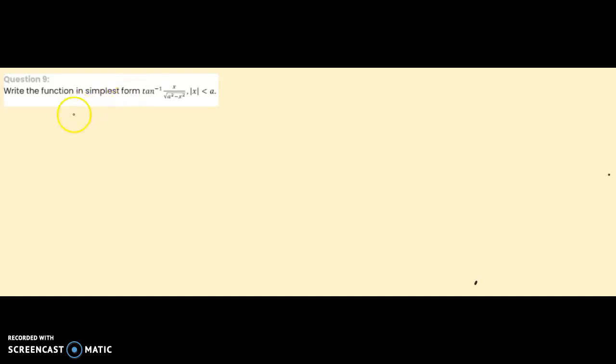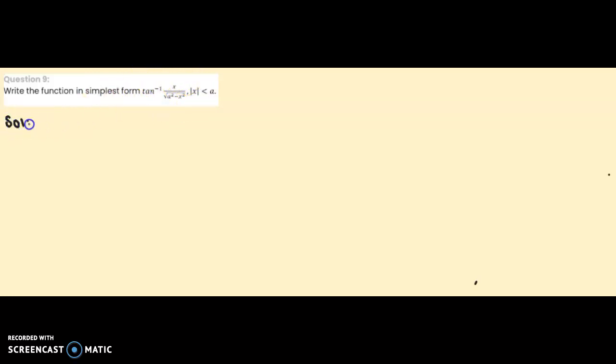Hi everyone, so today we have a question of chapter 2, inverse trigonometric functions, exercise 2.2, question number 9. The question is: write the function in the simplest form, tan inverse of x upon root over a square minus x square, where mod of x is strictly less than a. So we have to simplify this expression. Let us start with the solution.